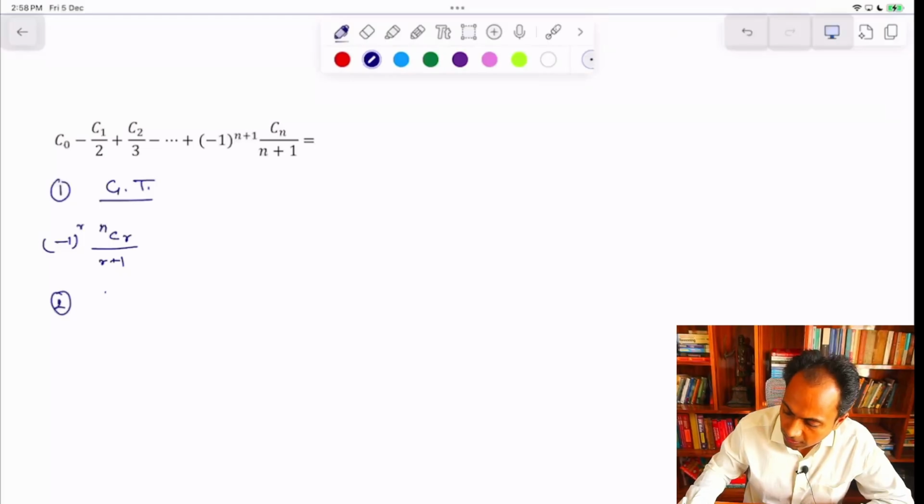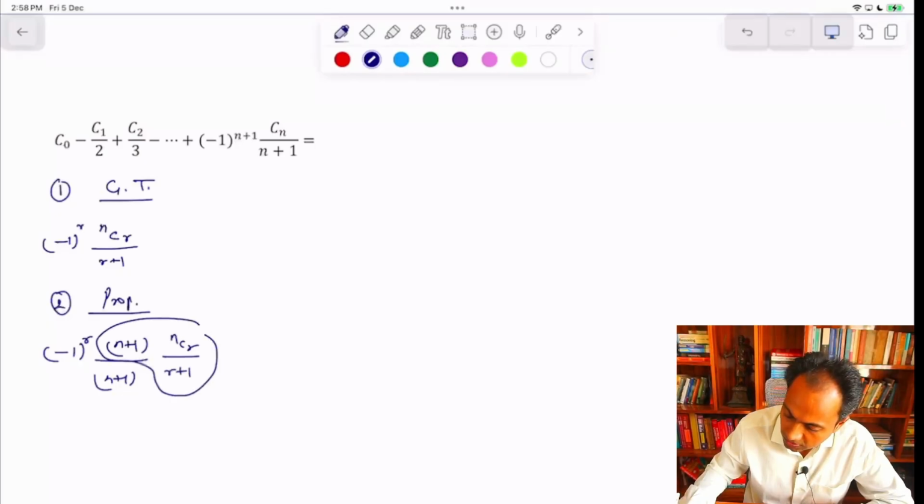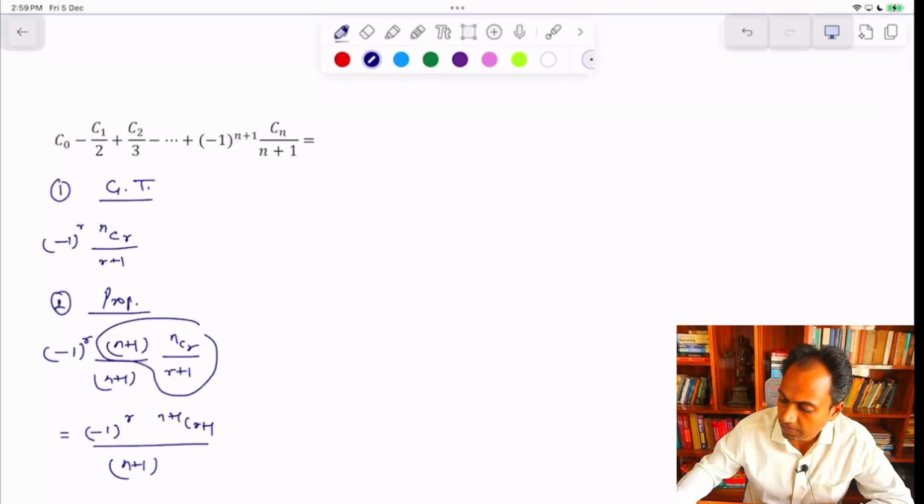Second, we are going to apply the property. So for applying that, I am going to multiply and divide by n plus 1 and apply the property as we are doing earlier in the reverse order. So the first term, this part will become n plus 1 Cr plus 1. And then we have n plus 1. In the third step, we are going to rewrite series.